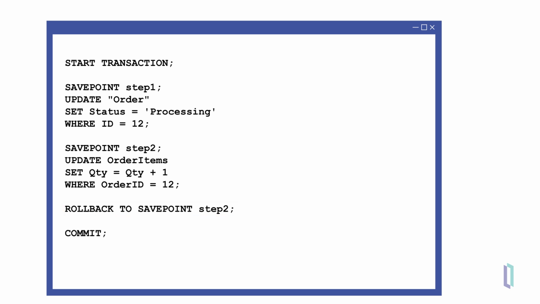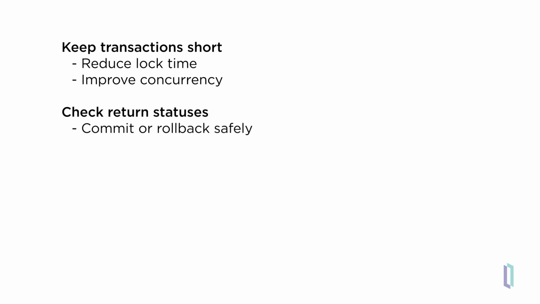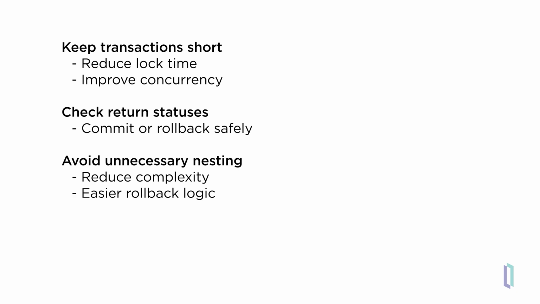Here are a few tips for using transactions. Keep transactions short to reduce how long locks are held, since long-running transactions can block other processes from accessing the same data. Always check return statuses when saving data so you can decide whether to commit or roll back rather than risking inconsistent results if an operation fails. Avoid unnecessary nested transactions because additional transaction levels increase complexity and make rollback behavior harder to reason about.